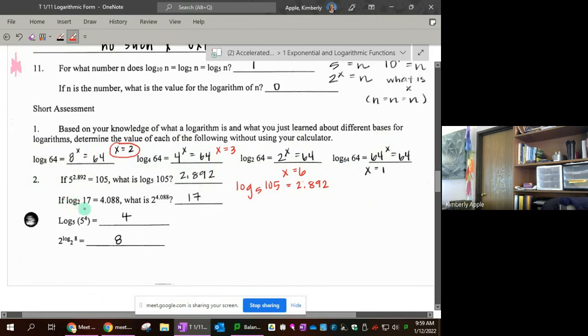Let's write log base 2 of 17 in a different way. So 2 to the 4.088 power is equal to 17. And so then, boom, just rewriting it with the definition of the logarithm reveals the answer.